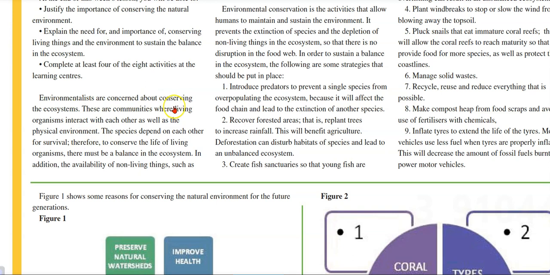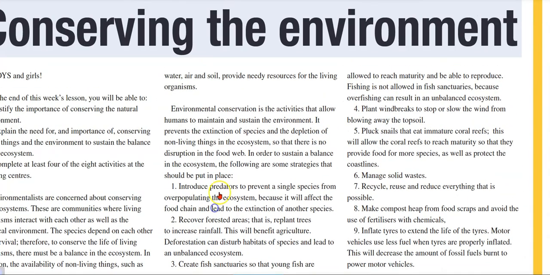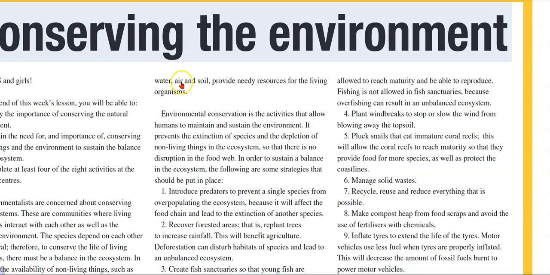Environmentalists are concerned about conserving the ecosystems. These are communities where living organisms interact with each other as well as the physical environment. The species depend on each other for survival. Therefore, to conserve the life of living organisms, there must be a balance in the ecosystem. In addition, the availability of non-living things such as water, air, and soil provide needed resources for the living organisms.